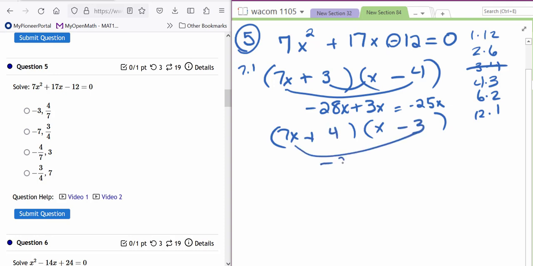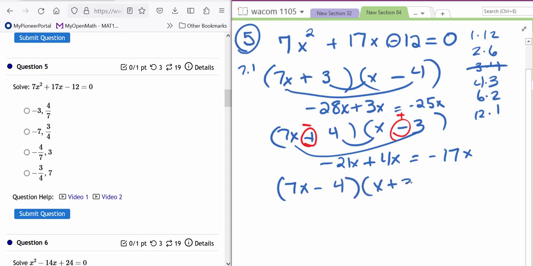All right, so there is a minus 21x plus 4x, and that gives us a negative 17x. Almost works. Remember, once you get the right number, all you have to do is switch the signs. So my plus should have been minus, and my minus should have been plus. So it should factor 7x minus 4, x plus 3, and over here we have our 0. So there's your 21 minus 4, 17.